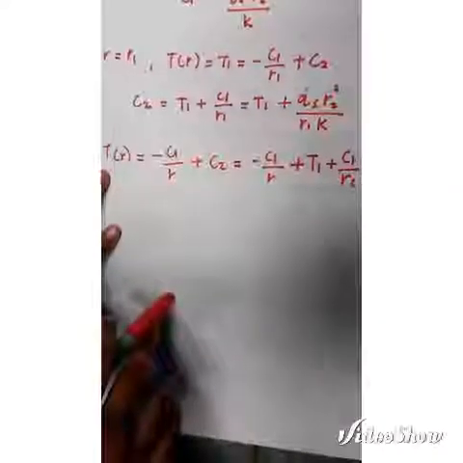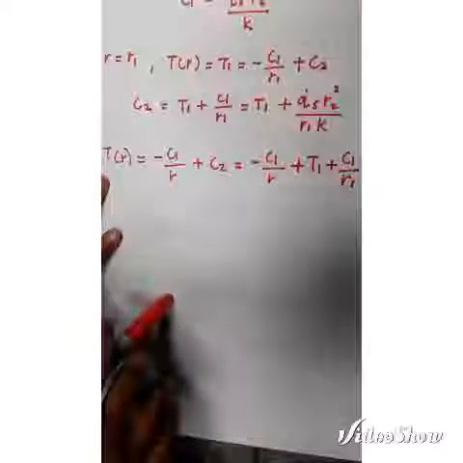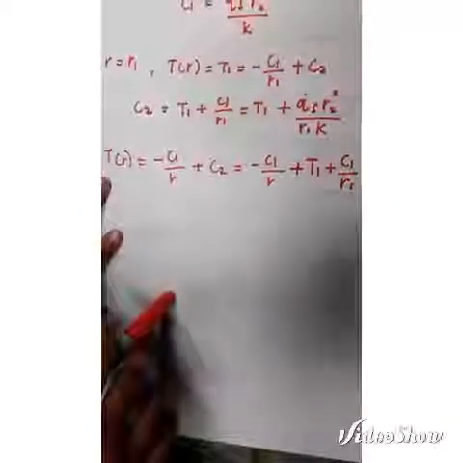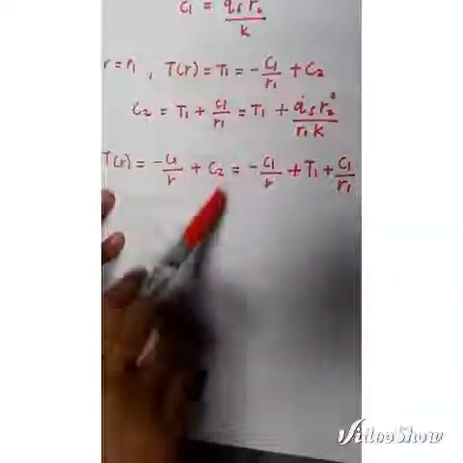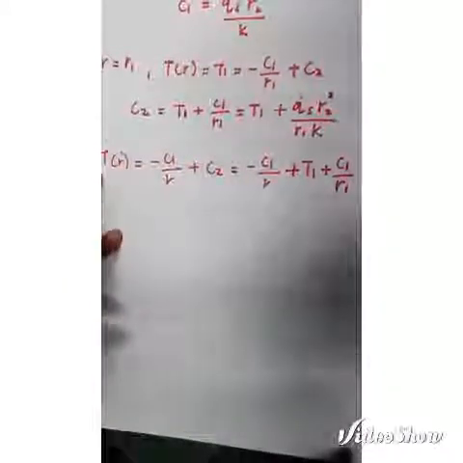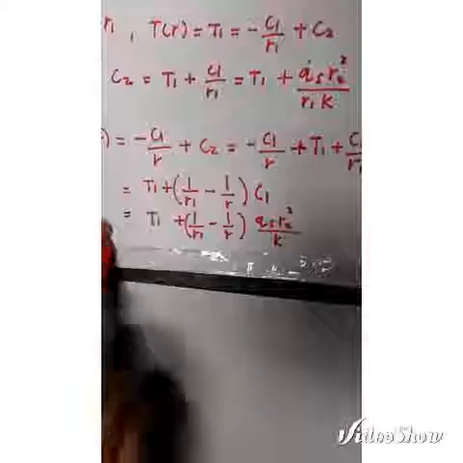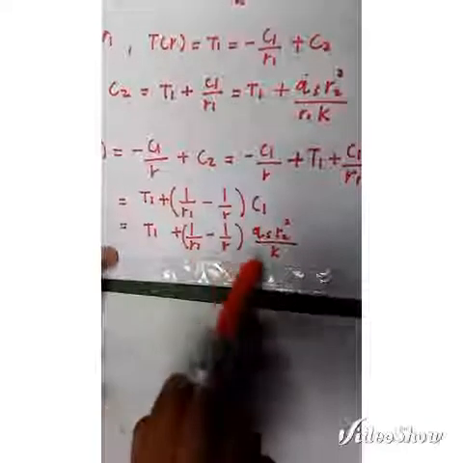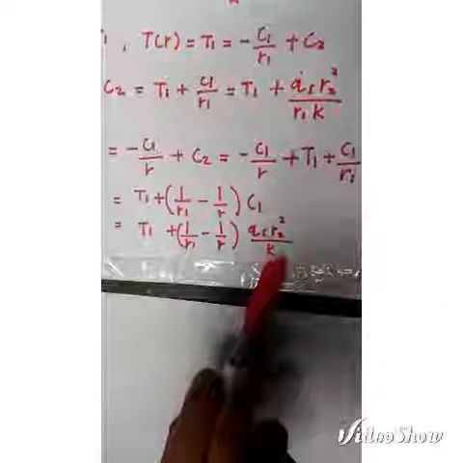And then the question wants us to find the temperature variation for this problem. After we have solved for C2, we will just substitute it into this equation. And then the final equation is T equals T1 plus 1 over R1 minus 1 over R times Q as R2 squared over K.